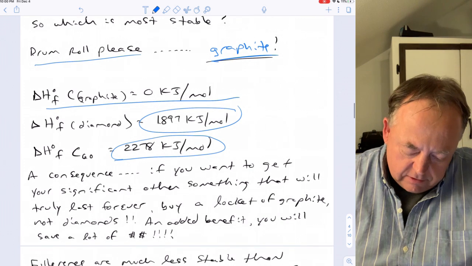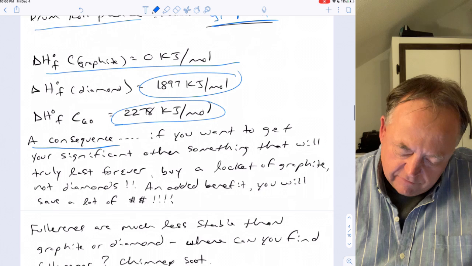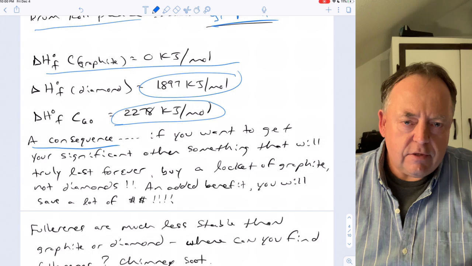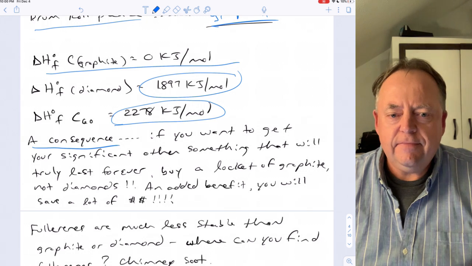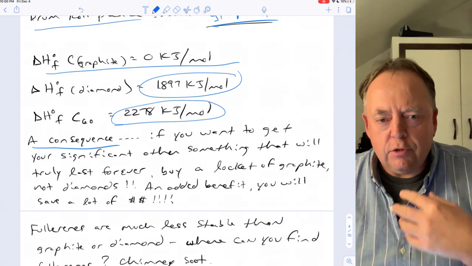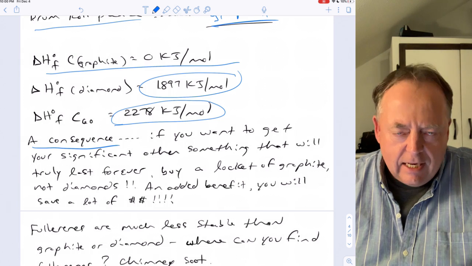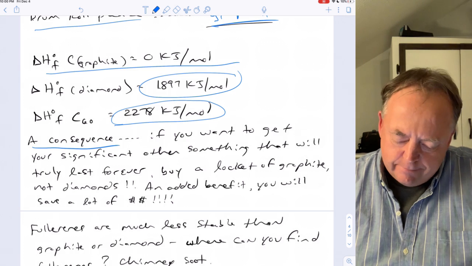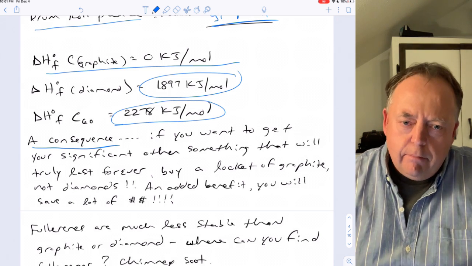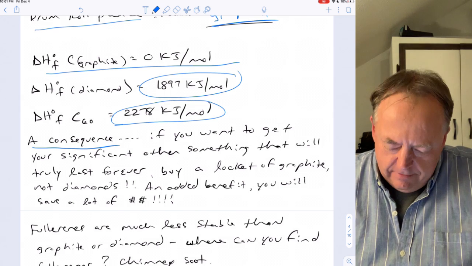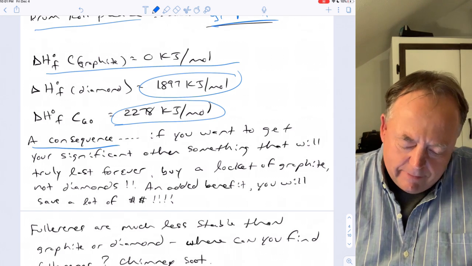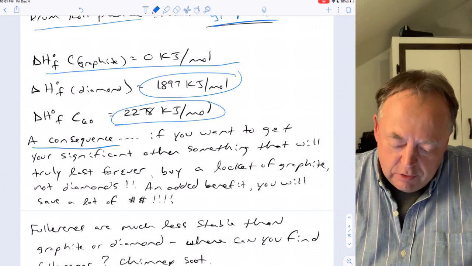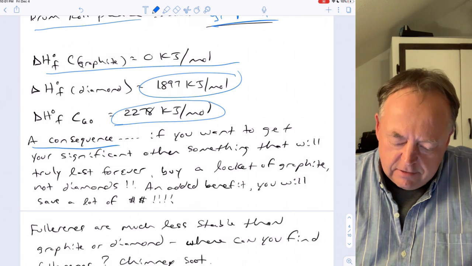So one consequence of this: if you want to give your significant other something that will truly last forever, you should buy that person a locket of graphite. Not a diamond ring or diamond necklace or diamond earrings, because graphite is thermodynamically more stable than diamond. So eventually diamond can turn into graphite. If you want something to last forever, buy a locket of graphite and you'll save yourself a lot of money. But of course, if you would rather go with the diamond, which looks a lot nicer, you don't have to worry about diamond turning into graphite anytime soon. Kinetically, that's a very slow process.